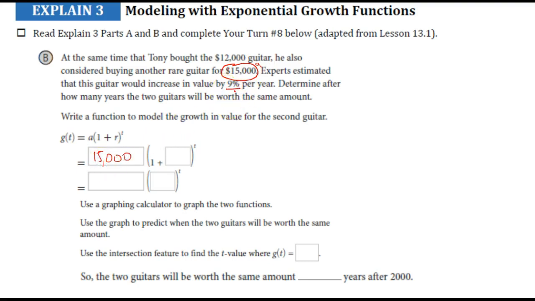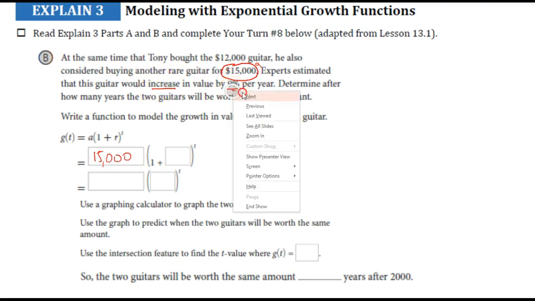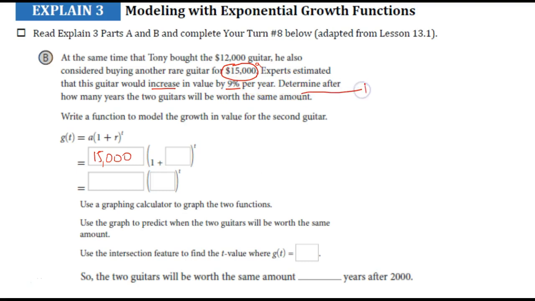And he would increase in value at a rate of 9%. We're going to change that again into a decimal by dividing by 100. So if you haven't already done that, try that out. And that would be 0.09. Okay, let's simplify our equation. That would be 15,000 times 1 plus 0.09, which is 1.09. Use a graphing calculator to graph the two functions.